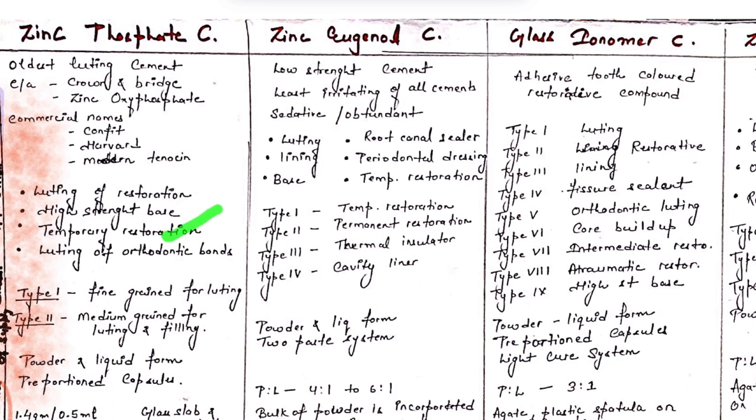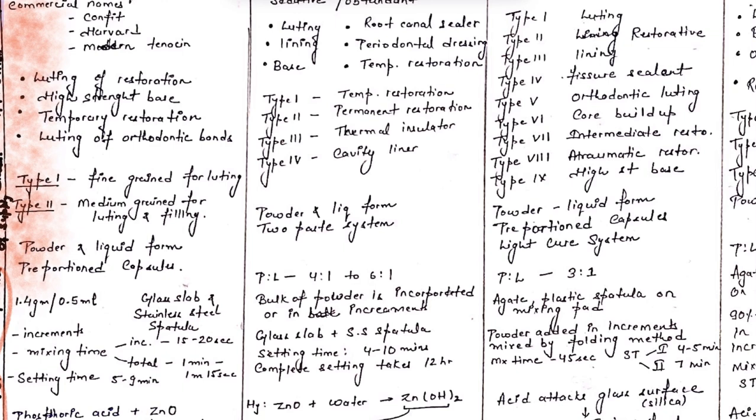Then for temporary restoration, so if you can't provide restoration immediately due to lack of time or any other purpose, it can be used as a temporary restoration as well. It is used for luting of orthodontic bands. So the brackets you use, you can stick them onto your tooth using this zinc phosphate cement.